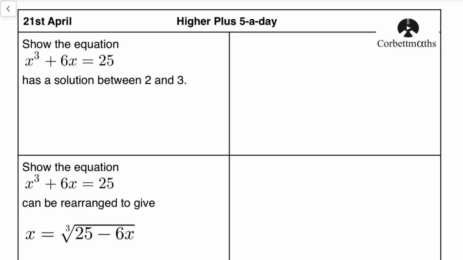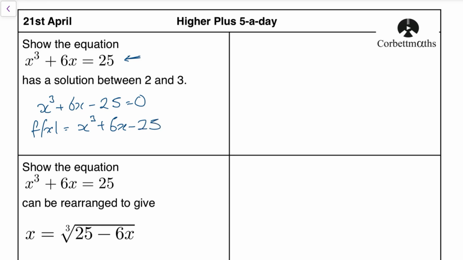So the first step is I'm going to rearrange the equation. So I'll get x cubed plus 6x, if I take away the 25, then it must be equal to 0. So in other words, I've rearranged that. And I'm going to call this f of x. I'm going to say let f of x equal x cubed plus 6x minus 25. I'm making it clear what I'm doing.